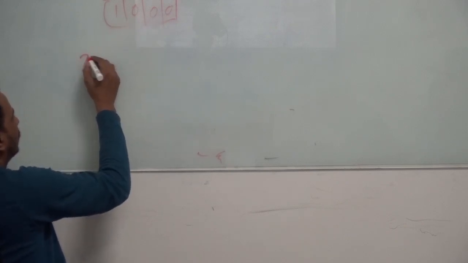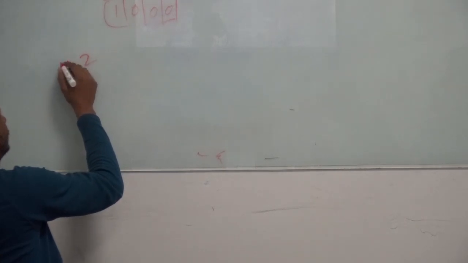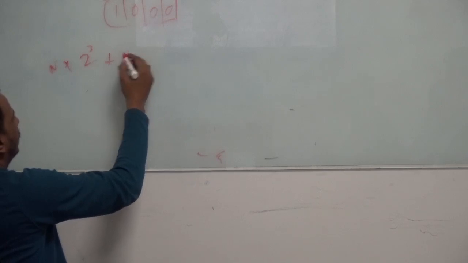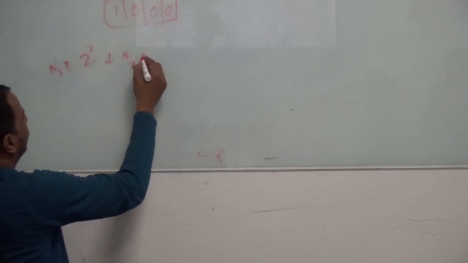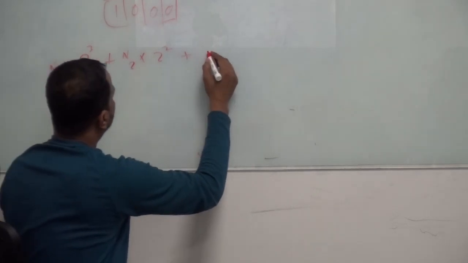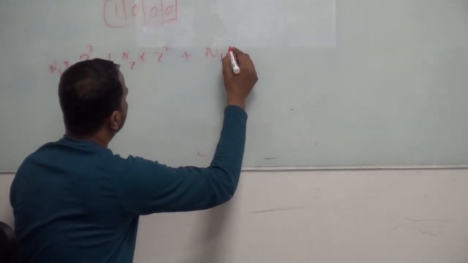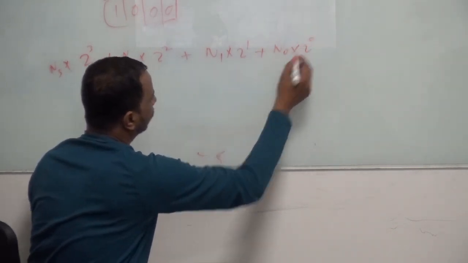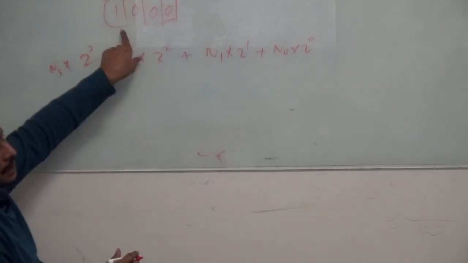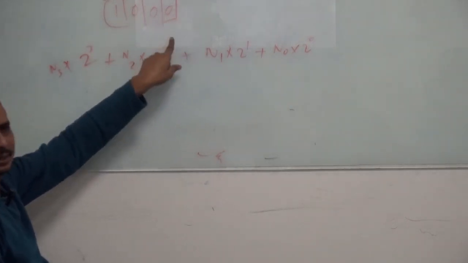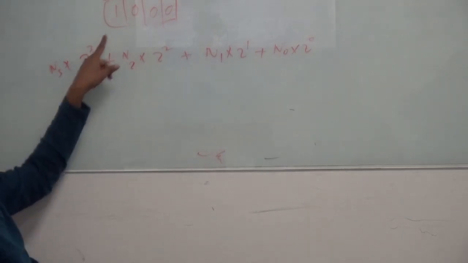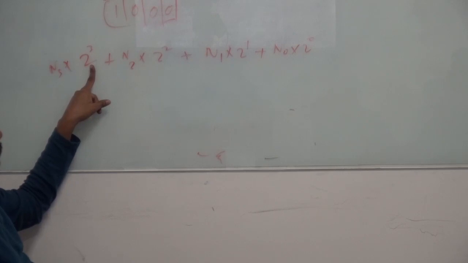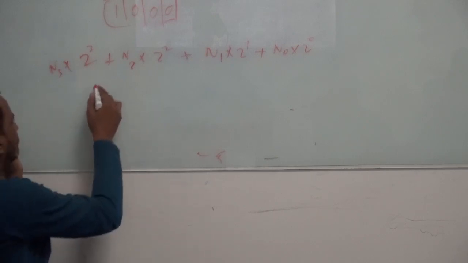So this is x, or say n3 into 2 to the power 3 plus n2 into 2 to the power 2 plus n1 into 2 to the power 1 plus n0 into 2 to the power 0. Now n is the corresponding number in the placeholder. Now this is 1. So 1 into 2 to the power 3 is?